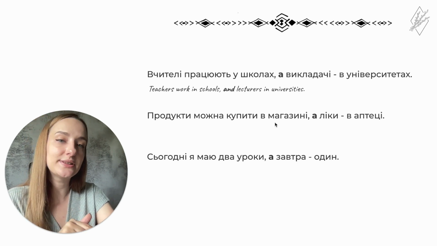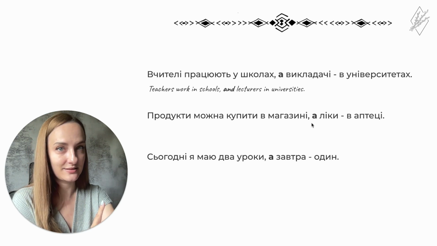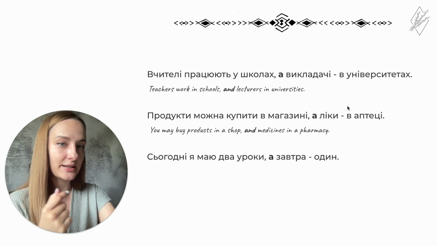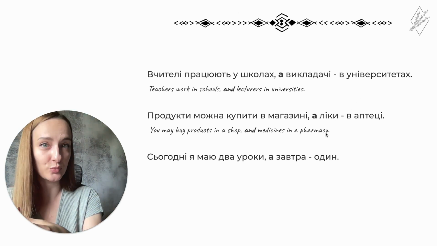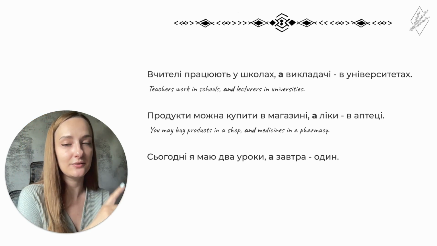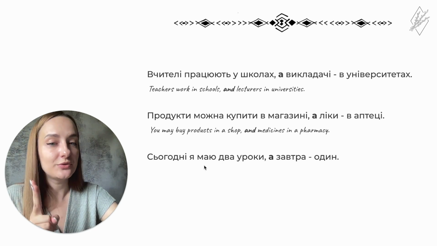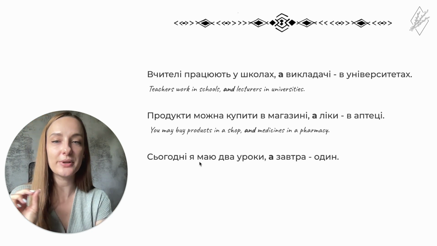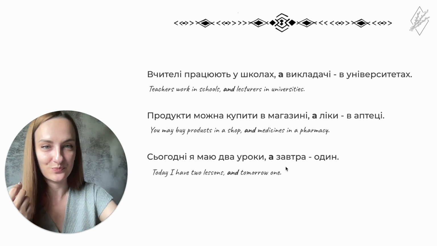Продукти можна купити в магазині, а ліки в аптеці. So here we compare products and medicines, where you may buy each one of them. Продукти можна купити в магазині, а ліки в аптеці. And the last one. Сьогодні я маю 2 уроки, а завтра 1. So here we compare what? We compare today, сьогодні, and завтра, tomorrow.